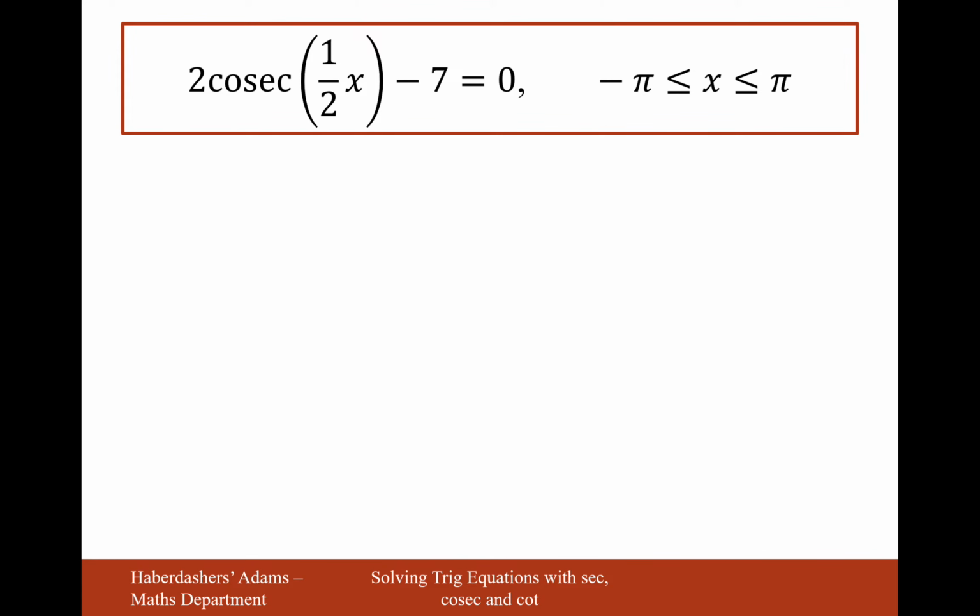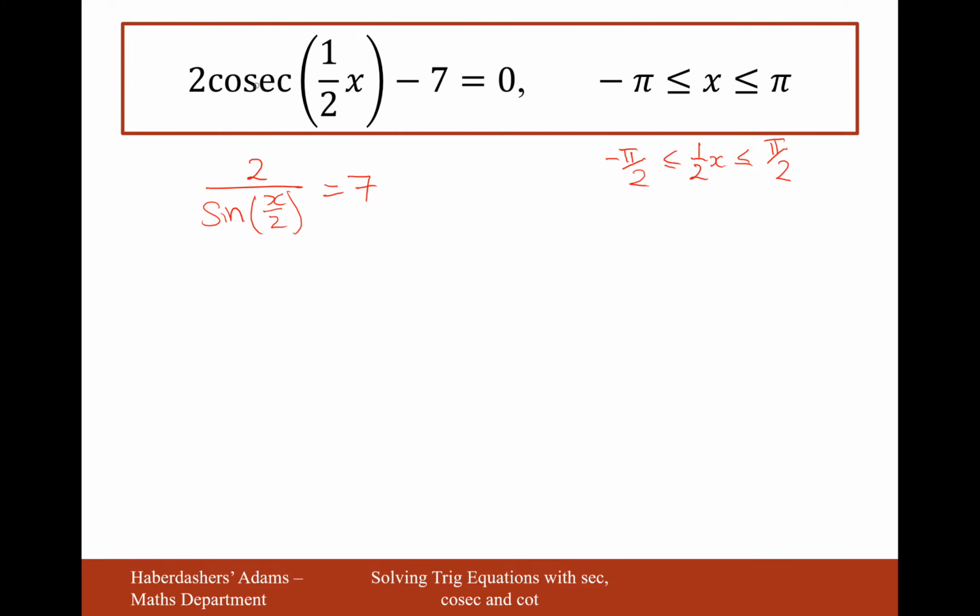So the first thing I'll do is change my calculator back into radians mode, because from the domain I can see it's in radians mode. The next thing I'll do is change my domain into a half x, because my angle in this question is a half x. So I'm going to look for answers in between minus pi by 2 to pi by 2. The next thing I'll do is start to rearrange this now. So it's going to be 2 over sine (x over 2), or half x, and then I'll move the 7 onto the other side, so it'll be equals 7.